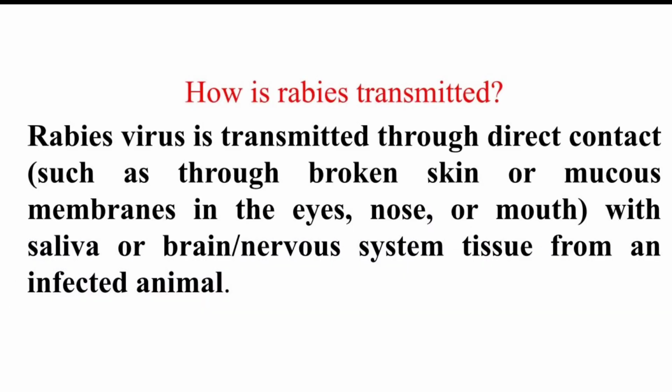How is rabies transmitted? Rabies virus is transmitted through direct contact, such as through broken skin or mucous membrane in the eye, nose, or mouth, with saliva or brain or nervous system tissue from an infected animal.